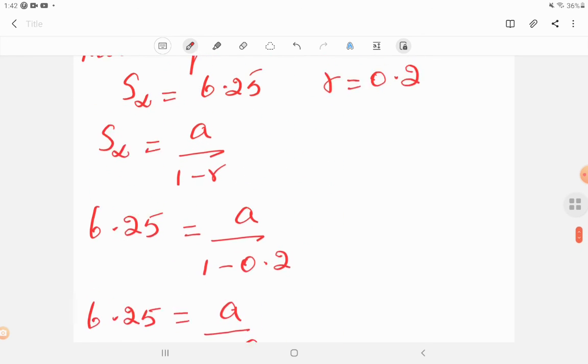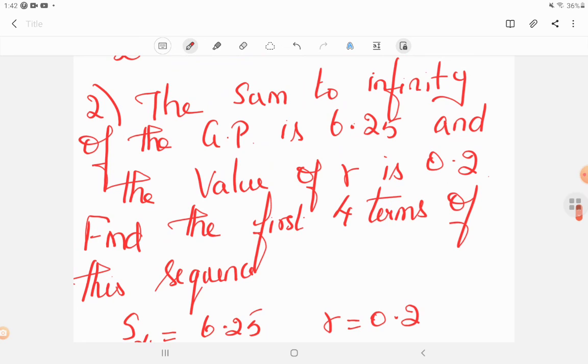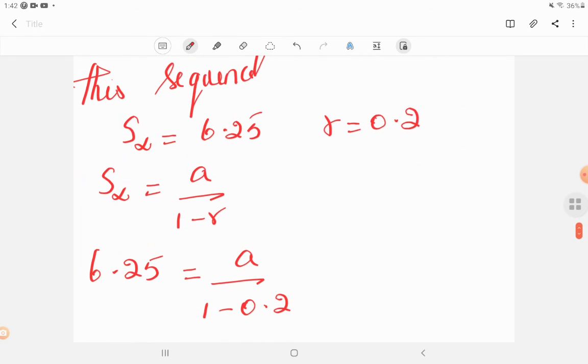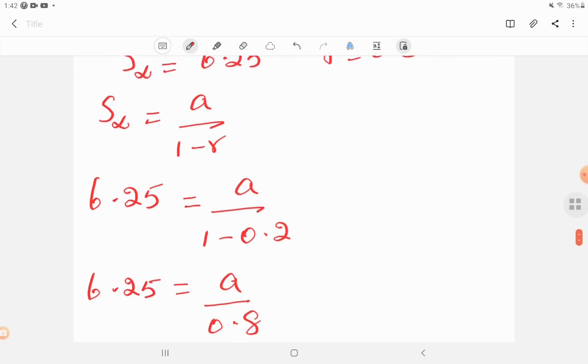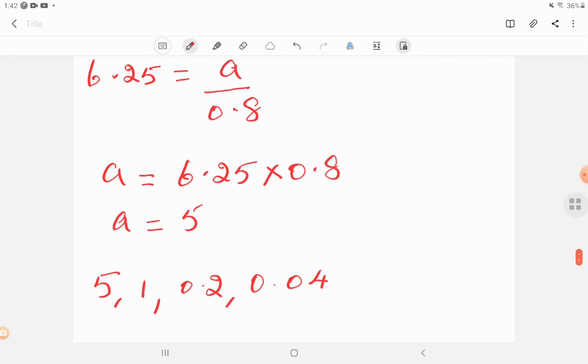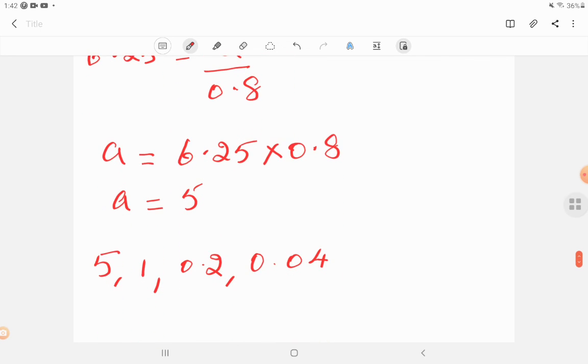So in this question, the sum of infinity value is already given, and the value of r is given. In order to find the first 4 terms of the sequence, you just have to use the formula, substitute the value of sum of infinity and the r value, and then you can find the first term value A, which is 5. Then you can generate the sequence.